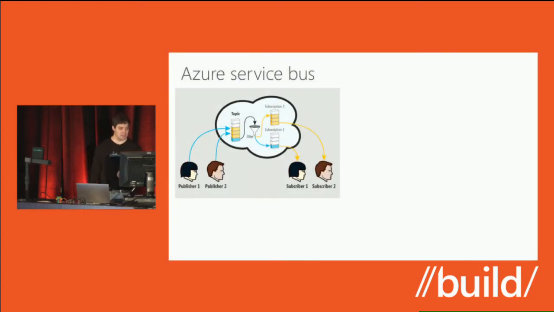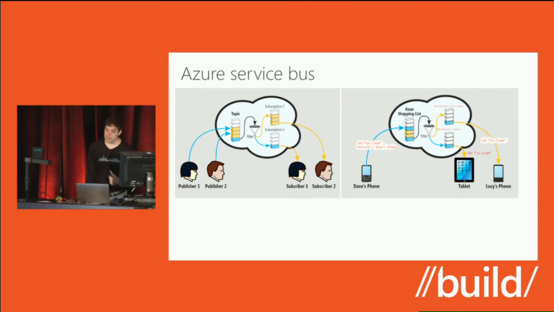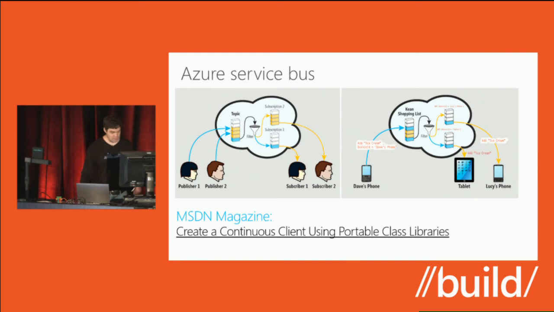And the idea is that you've got this service bus in the cloud, and you can have multiple devices connected to it. And they can publish events, and those events will be sent to each device that's subscribed. And so, for example, you can have a phone and a tablet and another phone, and they can all be sharing data by publishing these events that will be sent to each device.